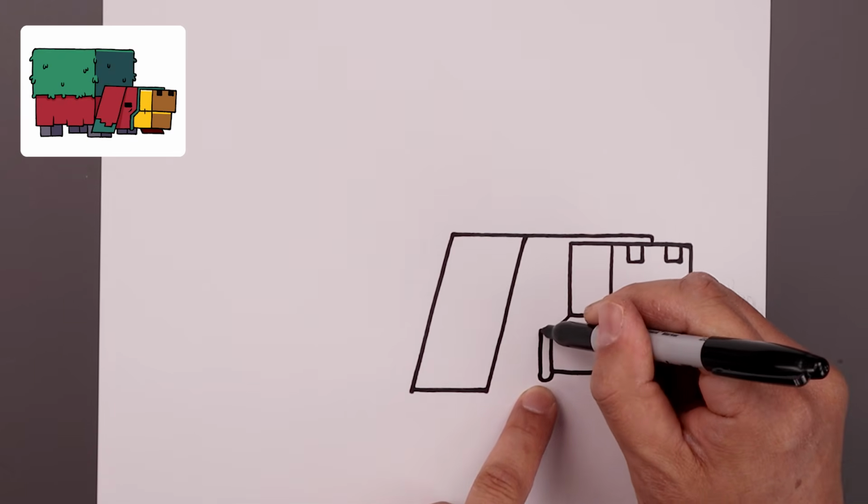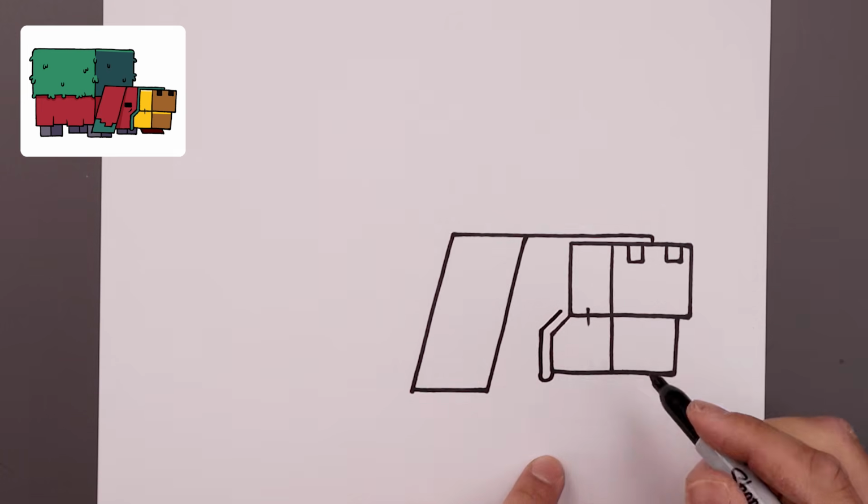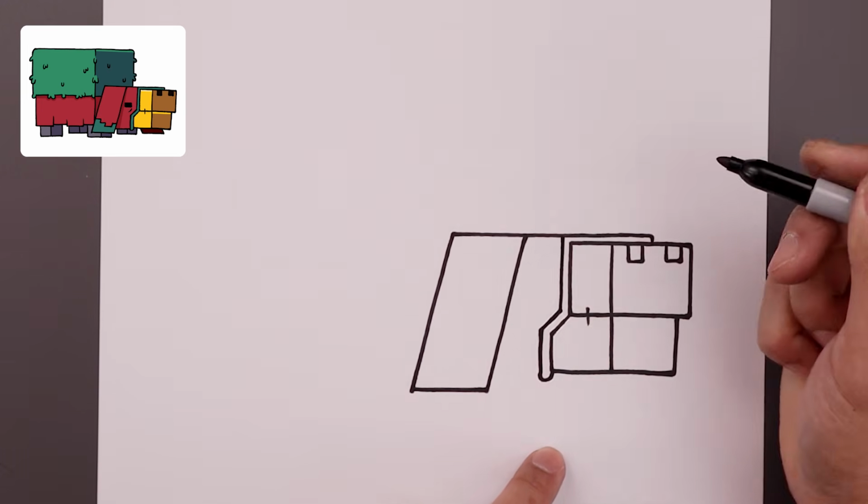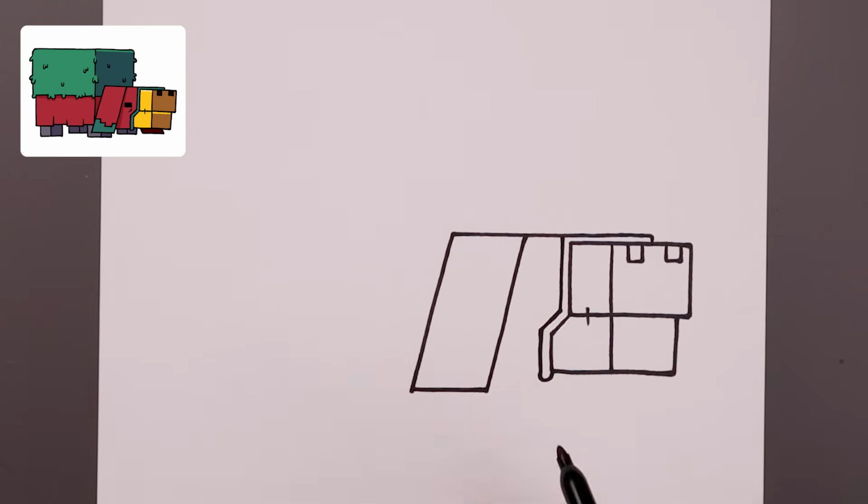Up, angling this in, and then pull that back up towards the top of the head. And from the bottom, we're going to draw a straight line going across the bottom of the head in behind the ear.